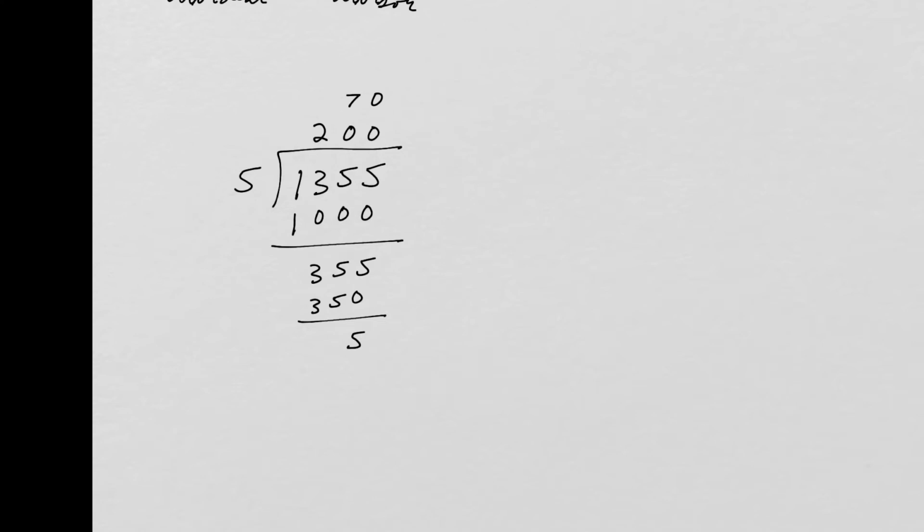All I have left now is a 5 here. How many times does 5 go into 5? It goes in once, and since that's in the ones position, this is just going to be a 1 here. So really what we've shown is that it goes in first 200 times, then 70, then 1. If I add those together, that's got to be my answer, which is 271.